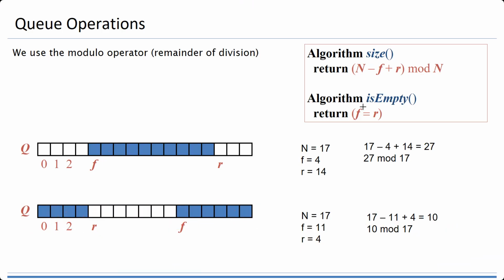If the queue is empty, then we have F equal to R. So if the index F and R are the same, then it is empty.